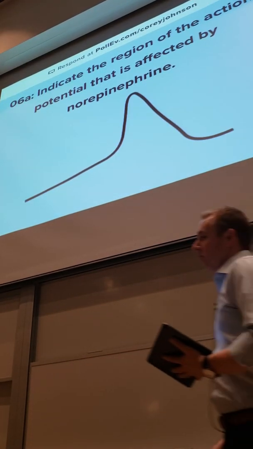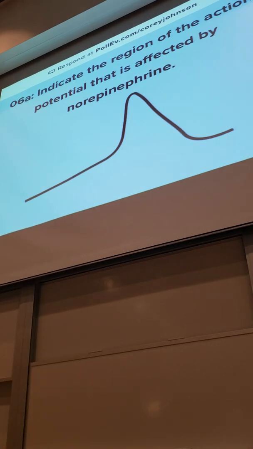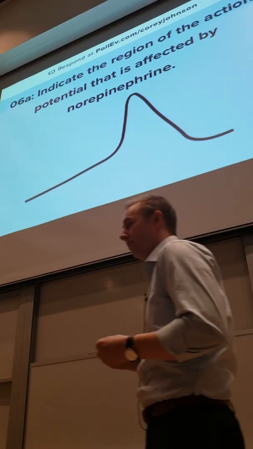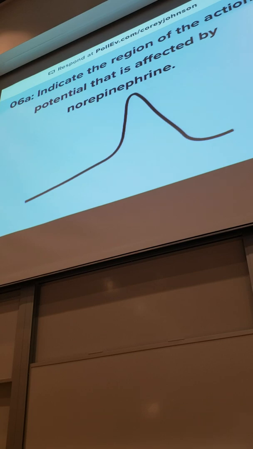Okay. So if you could, on your own, tap the screen or click the screen at the appropriate place to tell me how norepinephrine is going to change our nodal cell action potential. Which part of that action potential is going to be affected?